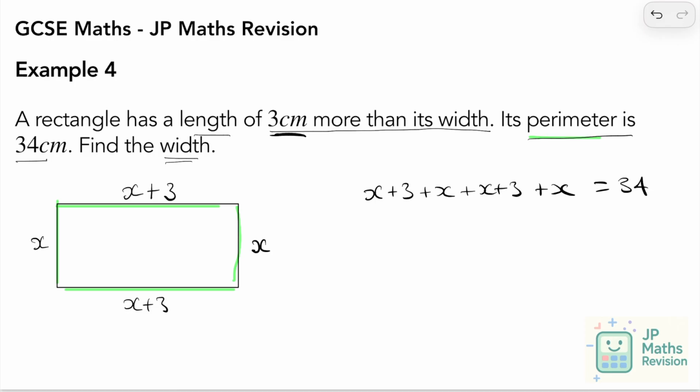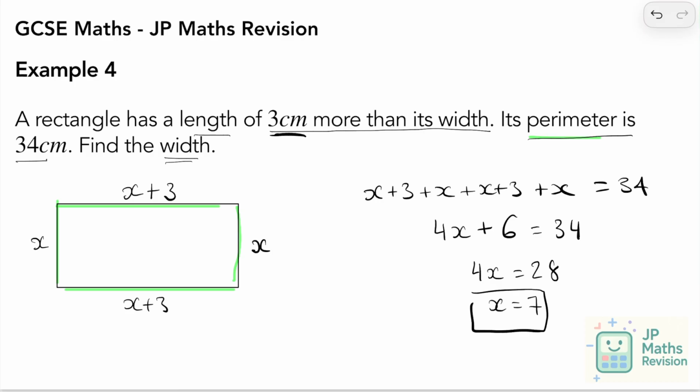I'm going to simplify the left-hand side because at the moment there's a lot of x terms that I can simplify. So I have 1, 2, 3, 4 x terms, so 4x, and then 3 plus 3 is 6. So 4x plus 6 equals 34. Now I need to solve this for x, so I'm going to minus 6 from both sides. So I end up with 4x equals 28. And then I'm going to divide both sides by 4, so we have x equals 7.